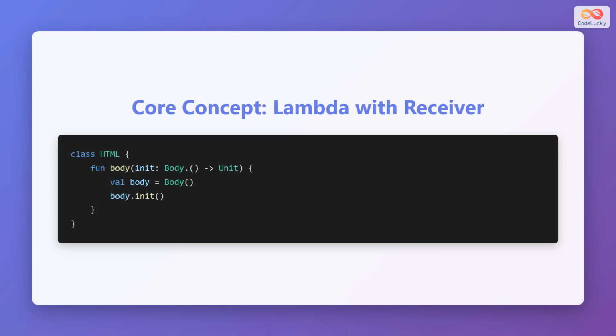The magic behind type-safe builders lies in a concept called Lambda with receiver. Let's look at how this works. In this example, we have an HTML class with a body function. The key part is the parameter type, Body.() -> Unit. This is a function type with a receiver. What this means is that the Lambda passed to this function has direct access to all the members of the Body class. Inside the Lambda, you can call Body's methods without needing to prefix them with anything. The receiver is implicitly available as this. This is what allows the builder syntax to work so seamlessly.